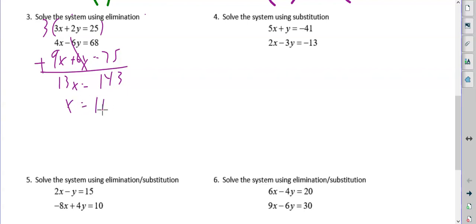Now I can plug that 11 in here or here. Doesn't matter. Okay? I'm going to plug it in this first one. 3 times 11 plus 2y equals 25. So that's 33 plus 2y equals 25.